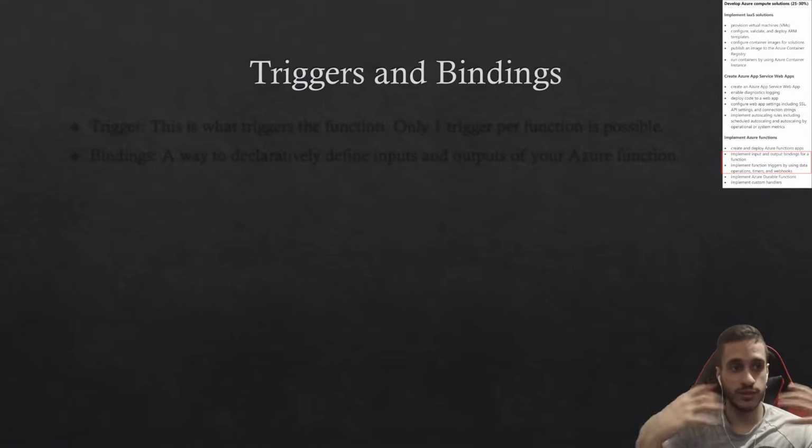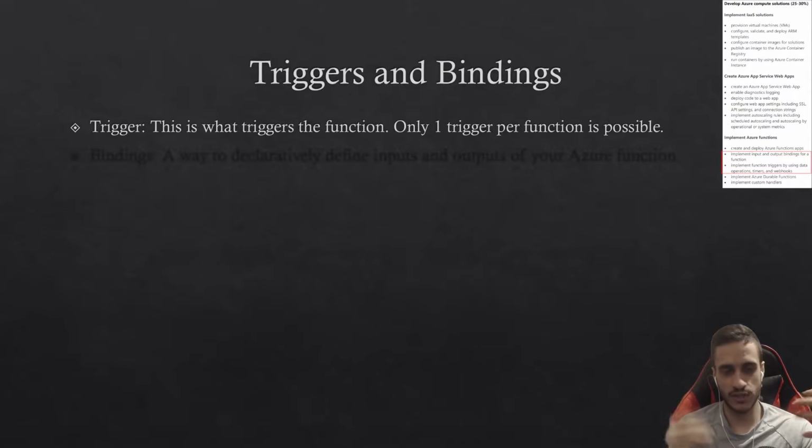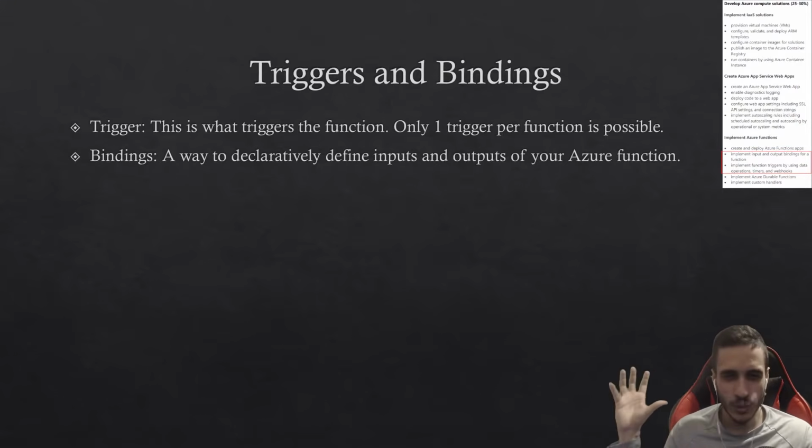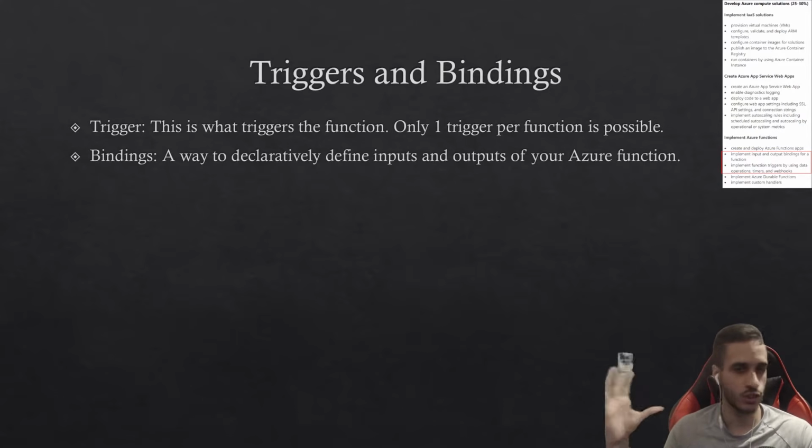Next, let's talk about triggers and bindings. On Azure Function, we have the concept of a trigger, which is the thing that triggers the function itself. And you can only have one trigger per Azure Function. Next, we have what is known as bindings. This is a way to declaratively define inputs and outputs from your Azure Function. So it's simply a way to make it easier to connect to different Azure resources.